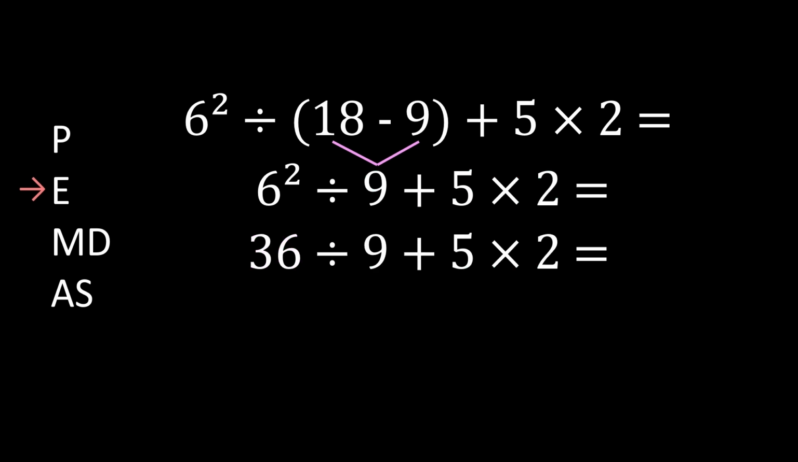Now, I don't see any more exponents, so I'm looking for any multiplication and division that I have. And I see that I have division here with 36 divided by 9, looking from left to right. 36 divided by 9 is 4. And I also have multiplication here, and I can go ahead and complete this step at the same time. 5 times 2 is 10. And I have the addition sign in between them that I'm going to bring straight down. So now I only have one step left in my problem. That's 4 plus 10. 4 plus 10 is 14.